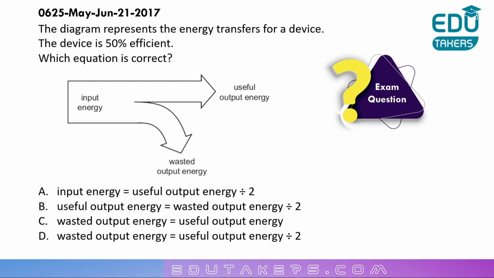Let's have a quick explanation. We will clarify the concept of energy efficiency using a straightforward example. We have a device that is 50% efficient, meaning that it converts half of the input energy into useful work, while the other half is inevitably lost as wasted energy. The correct equation to represent this situation is option C, wasted output energy equals useful output energy. This is because, at 50% efficiency, the amount of energy wasted is equal to the amount of energy that is used effectively. In numerical terms, if 100 units of energy are input into the device, 50 units are used for useful work, and 50 units are wasted, they are equal.